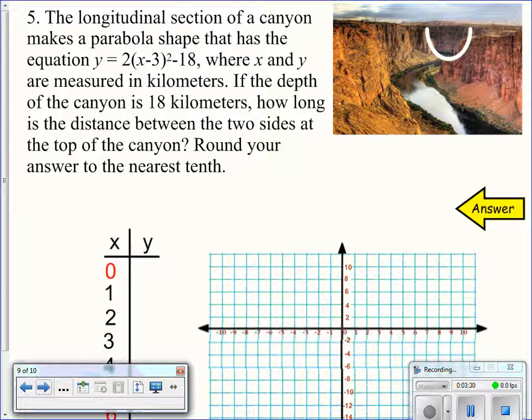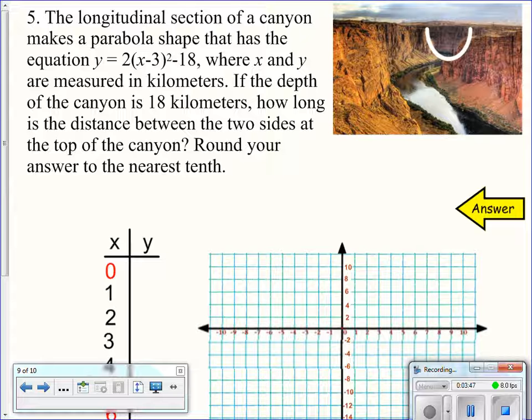The longitudinal section of a canyon makes a parabola shape that has an equation y equals 2 times (x minus 3) squared minus 18, where x and y are measured in kilometers. If the depth of the canyon is 18, how long is the distance between the 2 sides?